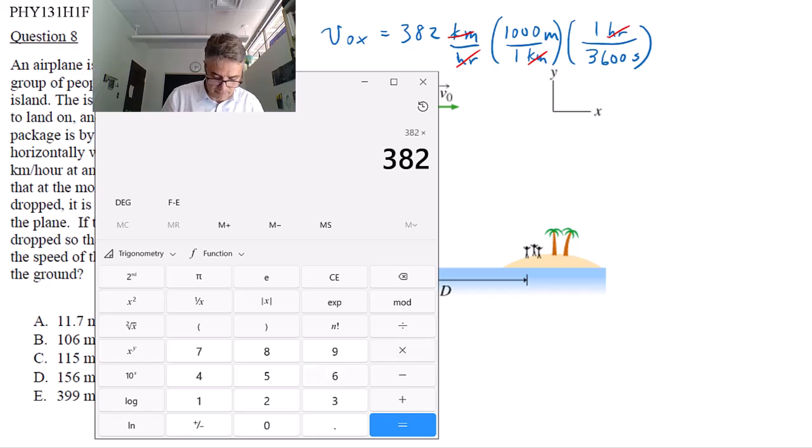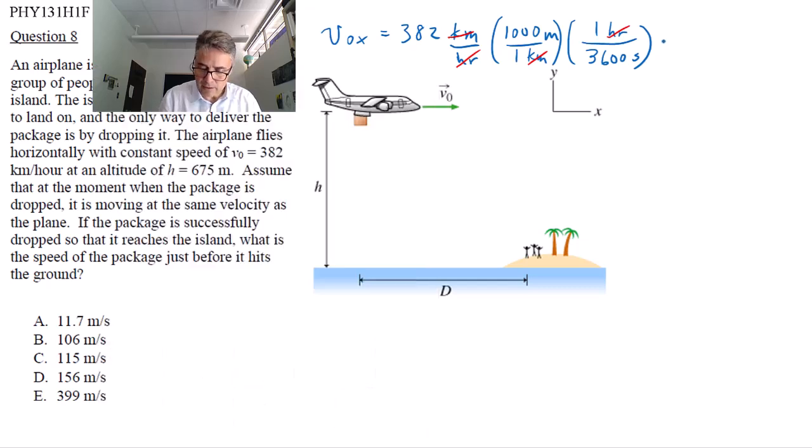382 times 1,000, because it was on the top, divided by 3,600, and I get, in SI units, 106 meters per second. Okay, good. So that's SI units. Assume that the moment when the package is dropped, it is moving at the same velocity as the plane, at rest relative to the plane. That makes sense.